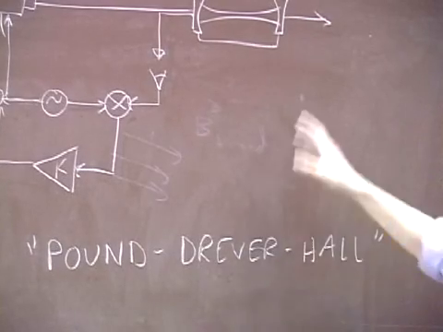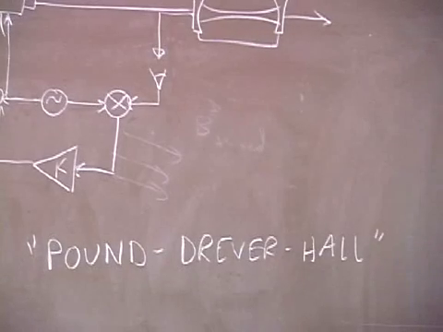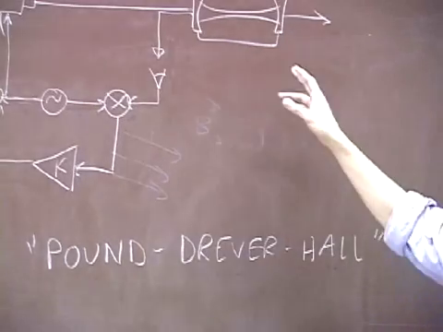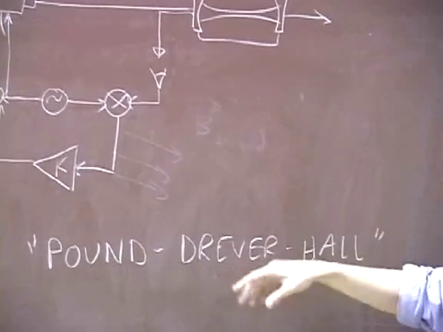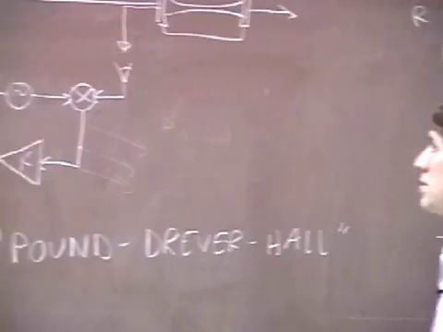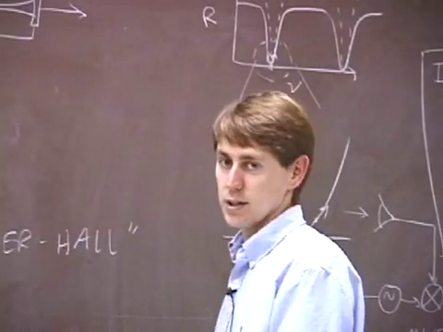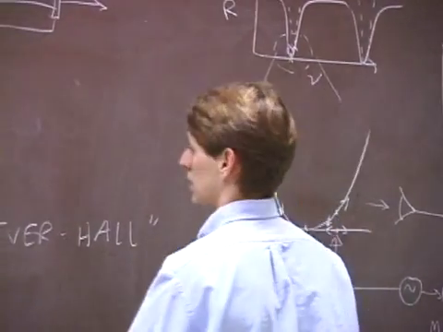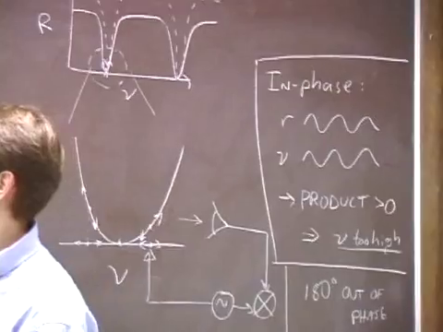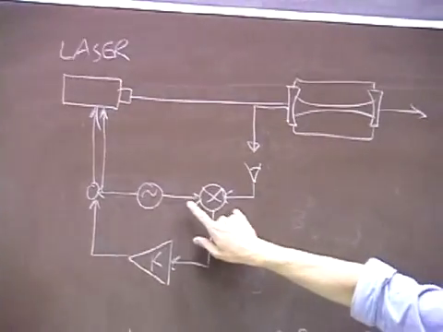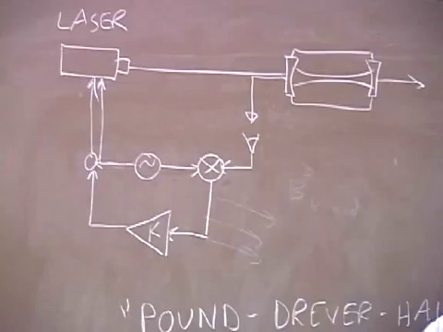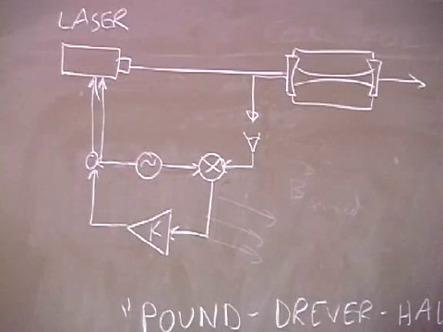And Jan Hall was the guy who actually built the first. Who knew how to build a mixer? Jan Hall was the guy who, along with Drever and some other people, put together the first really working system with which people seriously studied stability and noise issues. So this technique of modulating the laser frequency and then mixing the modulation signal and the output of the cavity and using that to feed back to the laser is known as Pound-Drever-Hall locking.